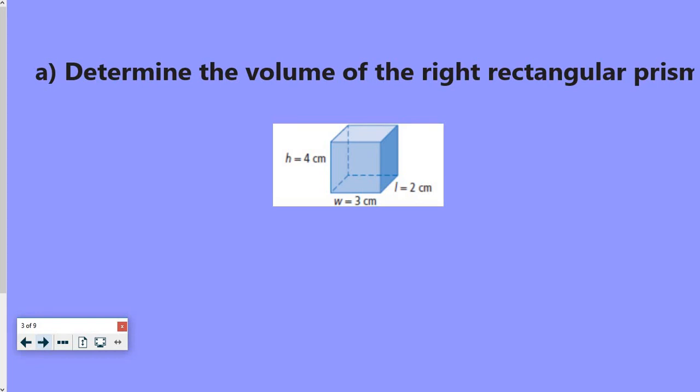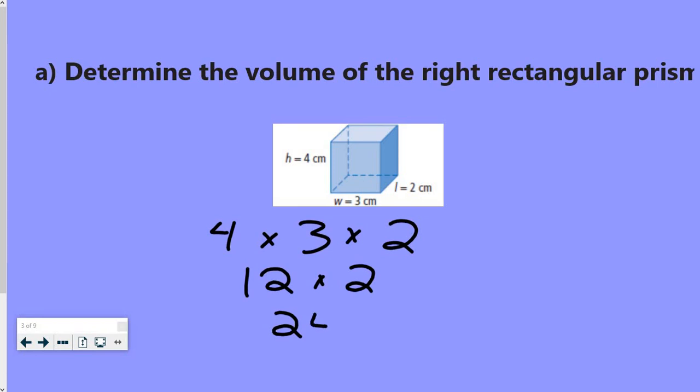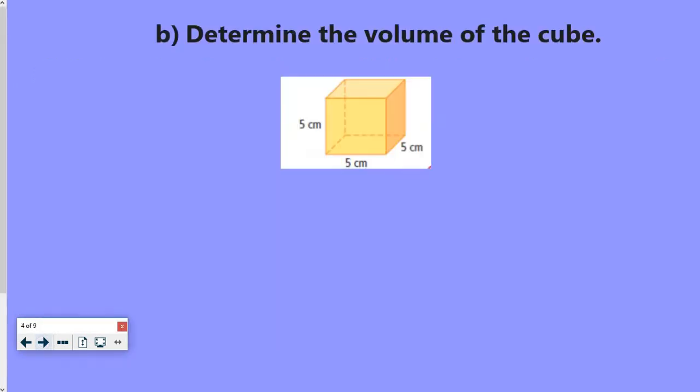As we go through this, we know that it's 4 times 3 times 2. Well, 4 times 3 is 12, times 2 is 24. And this is centimeters, centimeters, centimeters. There are 3 centimeters, so centimeters cubed. So the volume of the right rectangular prism is 24 centimeters cubed.